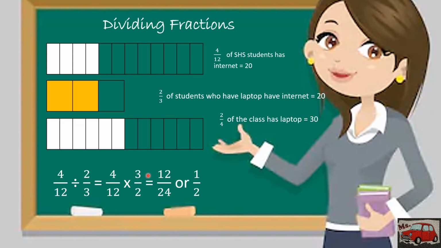So, 4 times 3, that is 12. 12 times 2, that is 24. So, kung in-lowest term mo lang to, ang sagot lang din is 1/2. Which is, ang equivalent niya is 2/4, na yun yung factor natin kanina sa multiplication.